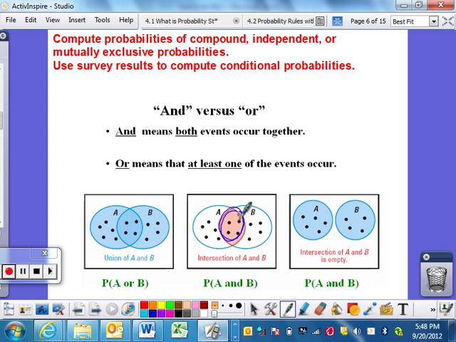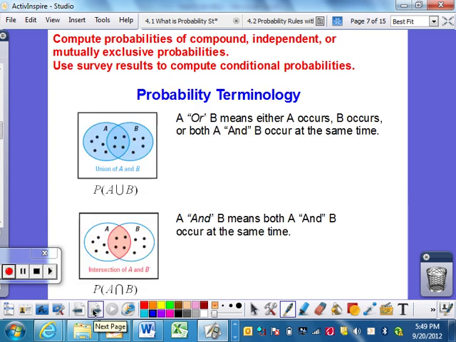"Or" means it could be one or the other. So in this particular case, it can be anywhere. Anything in your subset can happen as long as it happens in one or the other. Whereas we call an empty set the case where you go one or the other, one and the other, and it doesn't work. The intersection of A and B is empty because nothing overlaps. And we'll see examples of that.